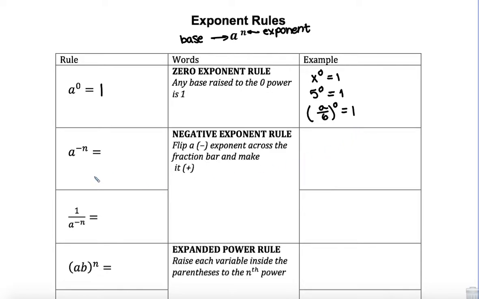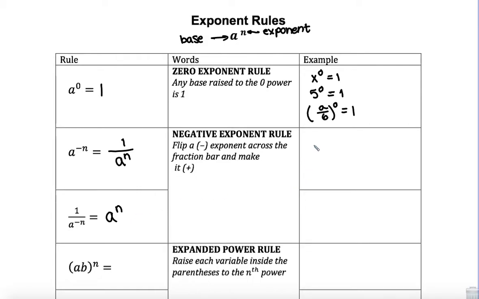Our second rule is when we have a negative exponent. Whenever we have a negative exponent, we flip the exponent across the fraction bar and make it positive. For example, if I had a to the negative n, that's the same as 1 over a to the positive n. If the negative exponent is already in the denominator, it flips up to the numerator and becomes positive. So 1 over a to the negative n would be a to the positive n.